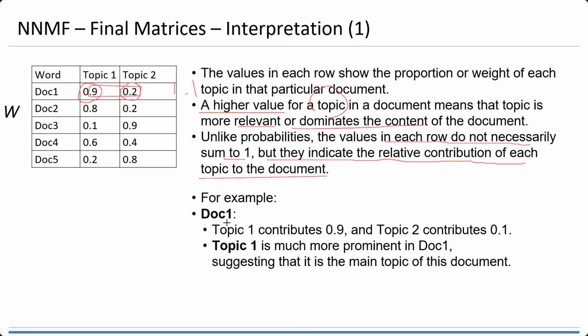So I give the example: topic 1 contributes 0.9 and topic 2 contributes 0.1. In this case 0.2. So topic 1 is much more prominent in document 1, suggesting that it is the main topic of this document. So sometimes you can see results like this one, and you don't need to worry about this.